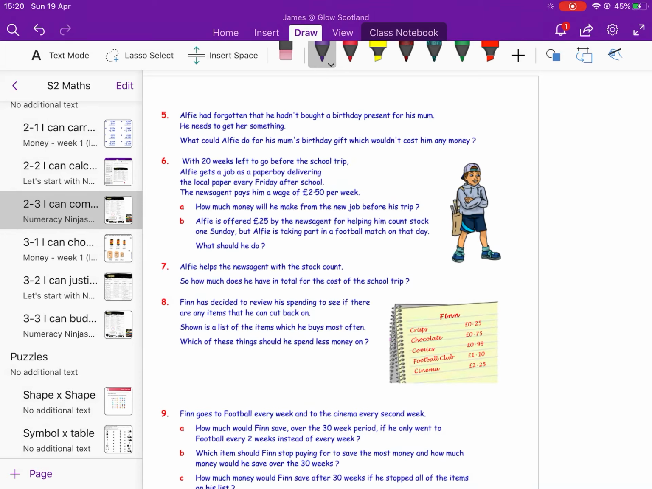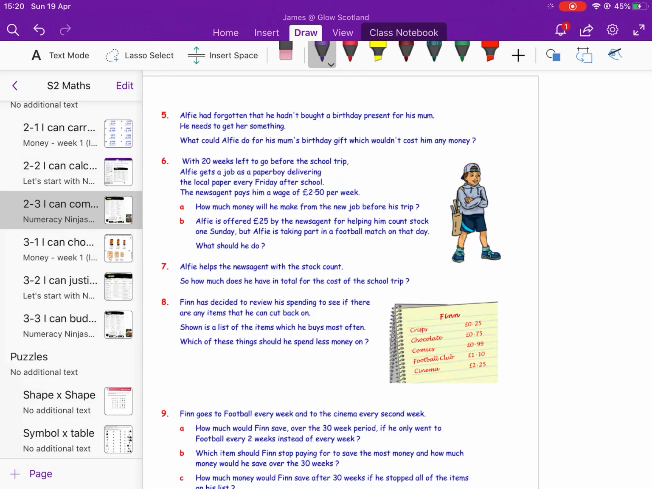For question 6, he's got 20 weeks left to go before the trip. He gets a job, extra income from a paper round. He gets £2.50 a week. So how much money will he make from his new job? So if it's 20 weeks at £2.50 a week, he'll have to do a bit of times-ing.